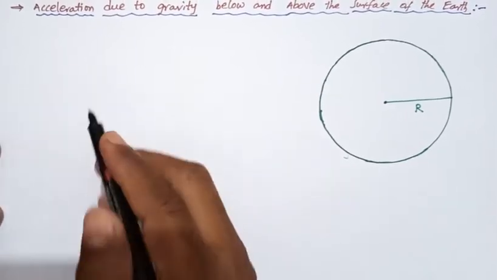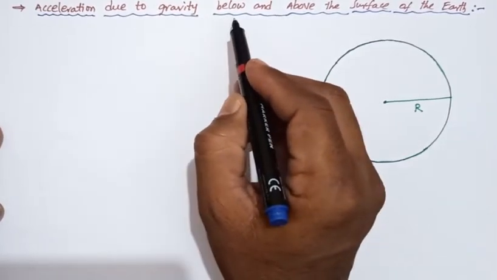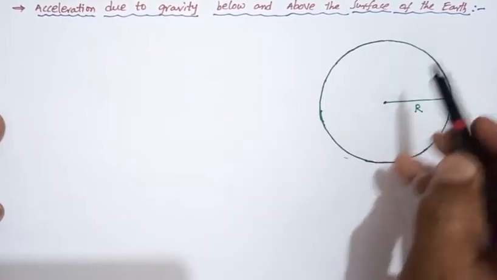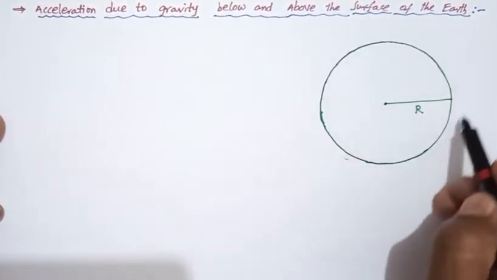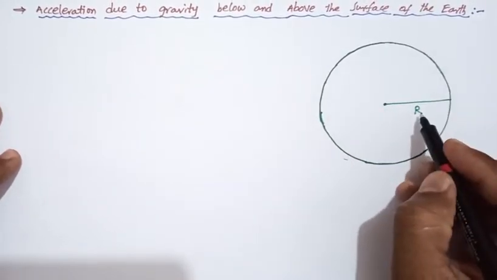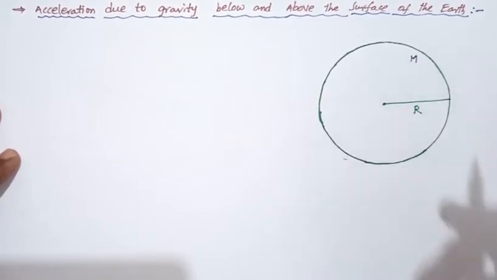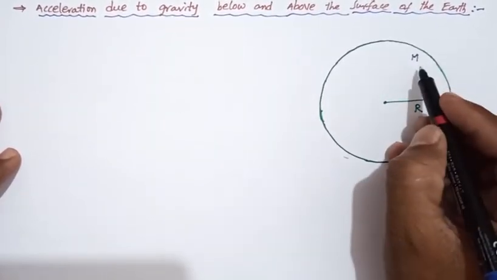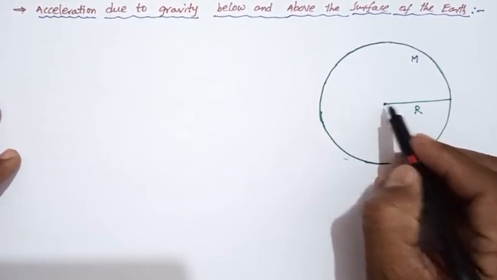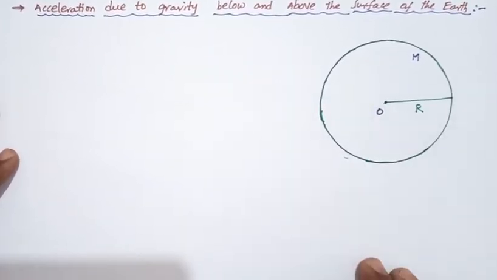Hi everyone. Today we will discuss acceleration due to gravity below and above the surface of the earth. So we consider this is the earth. The earth radius is capital R and mass is capital M, mass of the earth. So this is the radius of the earth, and this is the center of the earth. O is the center of the earth.